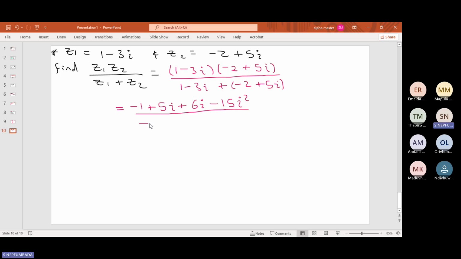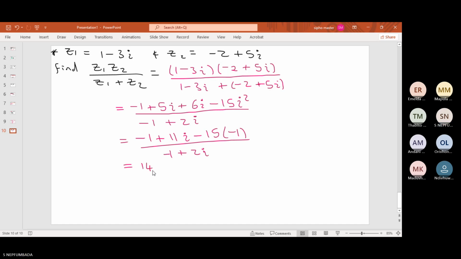1 minus 2 is minus 1, minus 3 plus 5 is positive 2i. Then when you expand the numerator, this is minus 1 plus 11i minus 15 into minus 1, then divided by 1 minus 1 plus 2i. Then when you simplify, this is nothing but what?